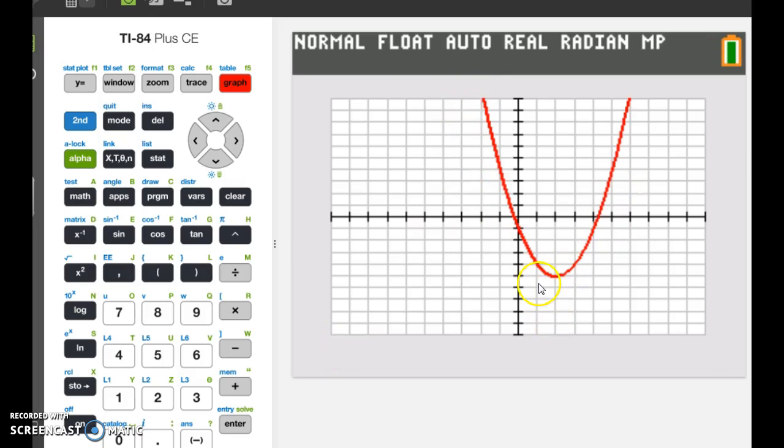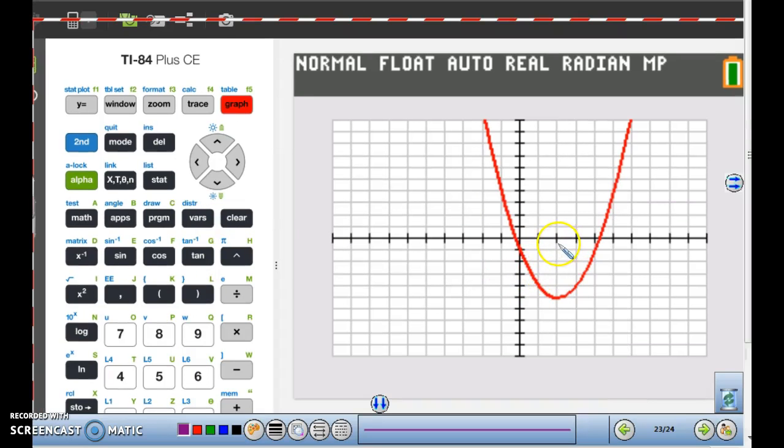It lined up perfectly. And if I look at my calculator here, I can see that my vertex is at 2, negative 5. And I can verify that on my table as well. So that's the correct formula. So that's completing the square. So let's do a little practice on that.